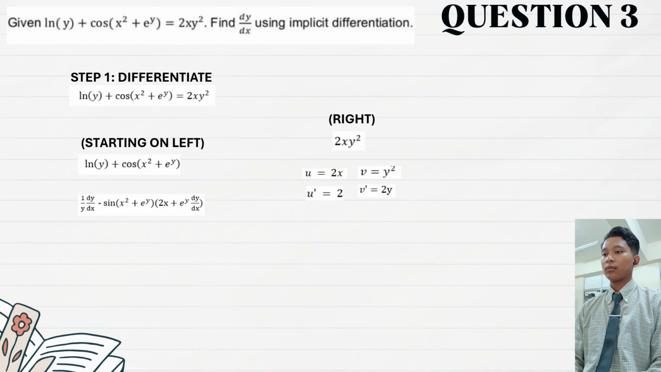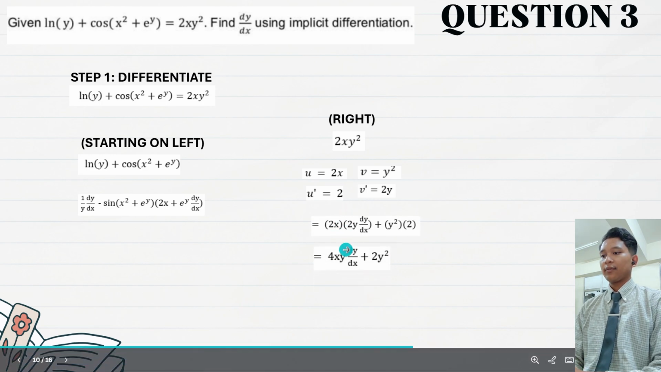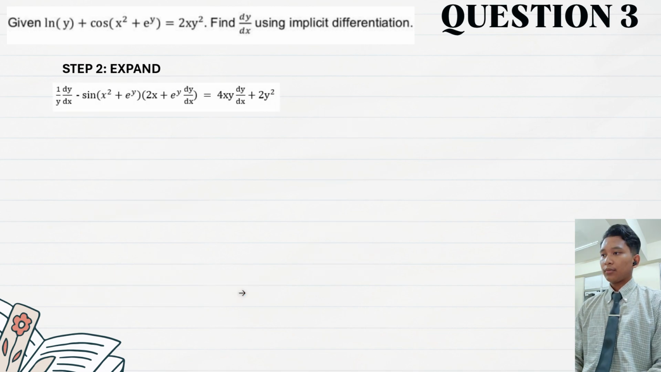Following the product rule, we are going to write our equation like this, expand it, and we are getting like this. Finishing left and right, merge it, and this is what we are going to get. Finishing the step 1. Step 2, expand.